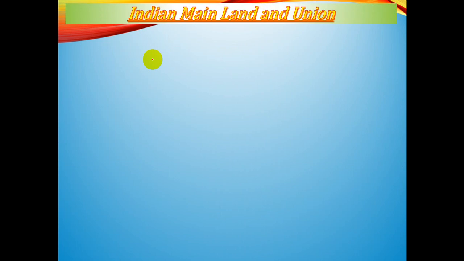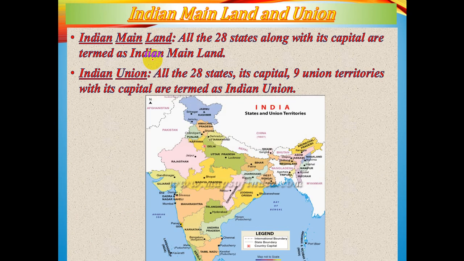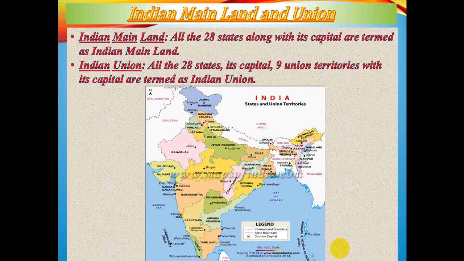Next is Indian mainland and Union. Now Indian mainland: all the 28 states along with their capitals are termed as Indian mainland. And Indian Union: all the 28 states and the 9 union territories with their capitals are termed as Indian Union.